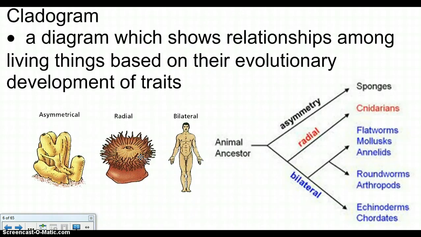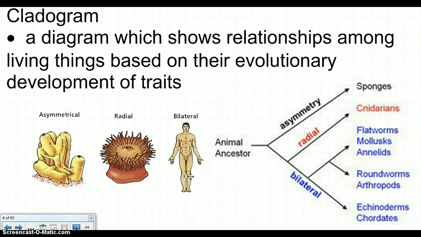So this cladogram is just basically a diagram that shows relationships among living things based on their evolutionary developments. So something like a sea sponge, which is considered to be an animal, it has asymmetrical symmetry because there's no way that you can equally divide it into halves. Here's a sea anemone. Like I said, it's radially symmetrical, and here's a human who's bilaterally symmetrical.